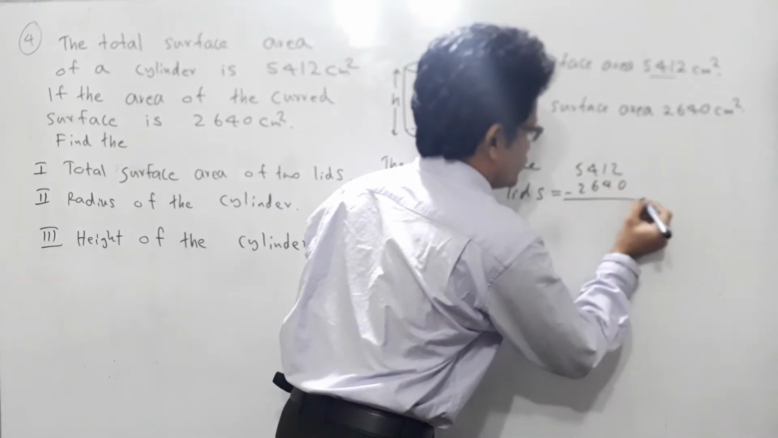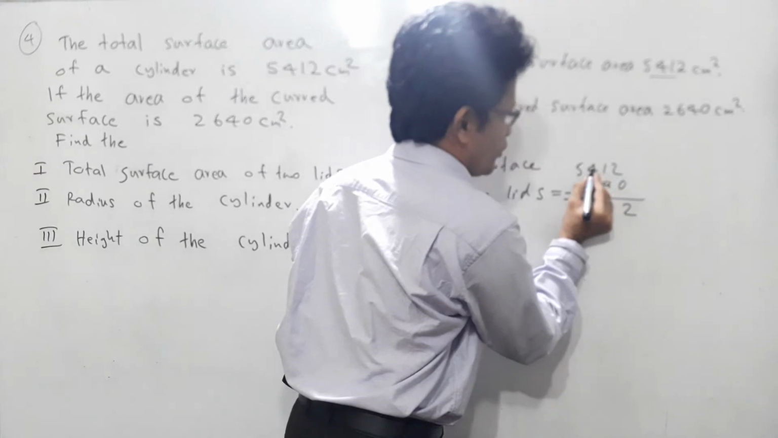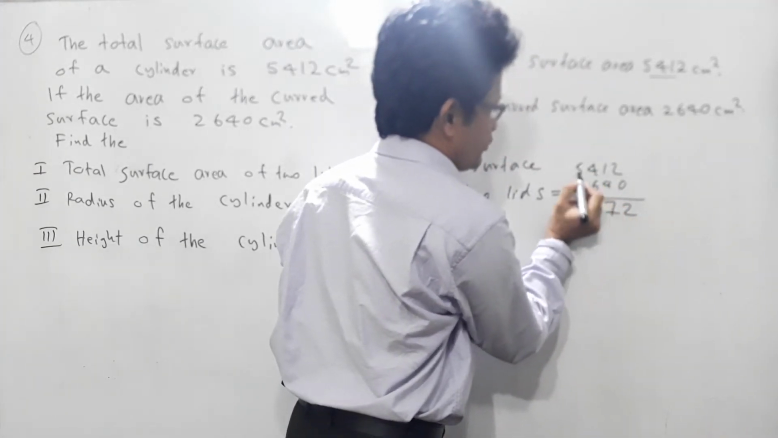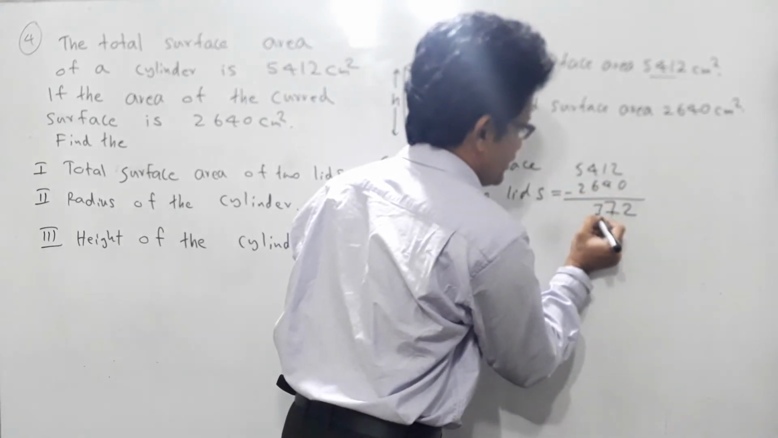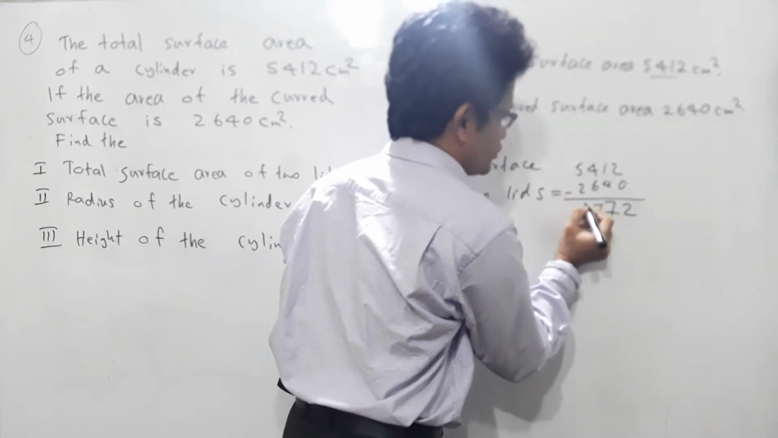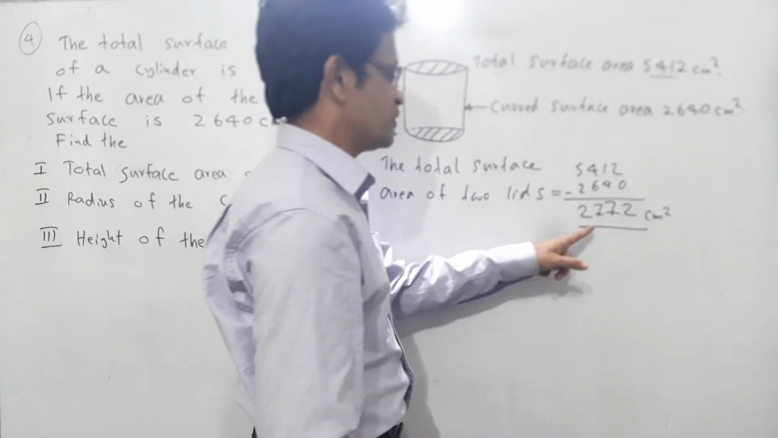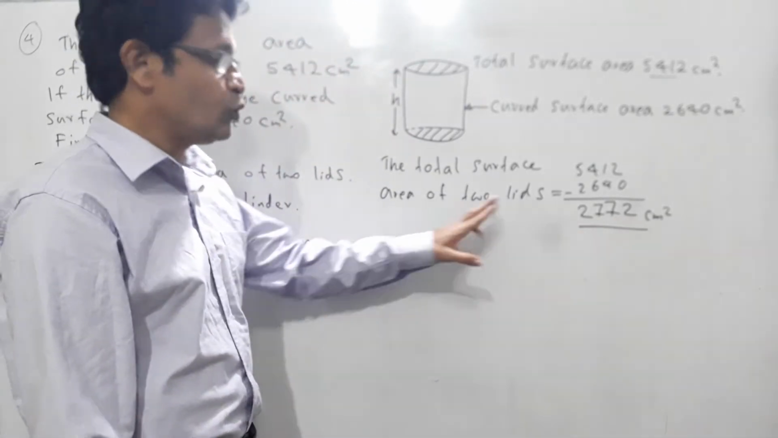2640. So here 2, here 1 minus 4, you have to borrow 1, 11 minus 4 is 7. Here 3, 3 minus 6, borrow 1, then 13, 13 minus 6 is 7. Here 4, 4 minus 2 is 2. So it is 2772 centimeters square. That is the area of two lids.